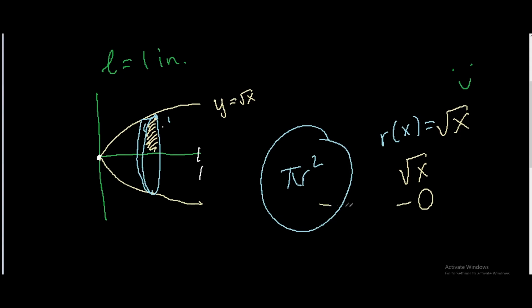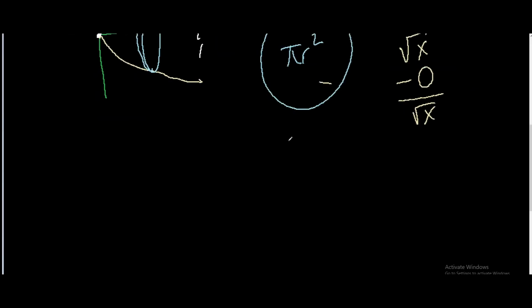I encourage you to pause the video to try to find the answer on your own first. So I assume that you've had a go at it, and we know the area of the radius is square root of x. This is just the area though. To find volume, we do the area times the depth. The depth is the change in x, or in other words, dx.